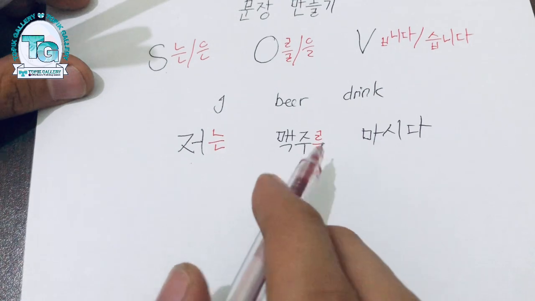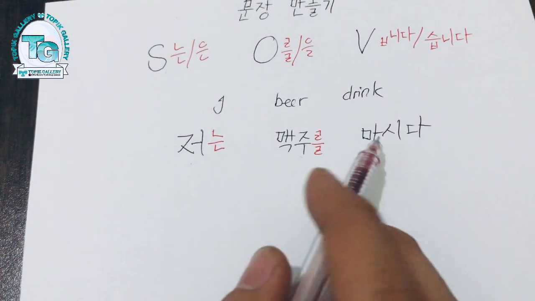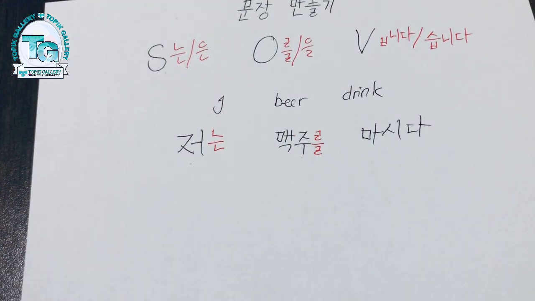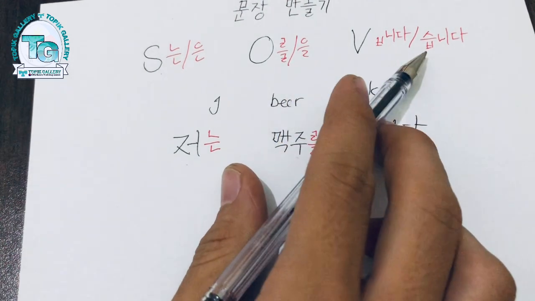And then masida, the drink. It's in dictionary form, guys. There's a rule that we can't just use the verb in dictionary form. We have to conjugate it using the pyupnida or sumnida ending.